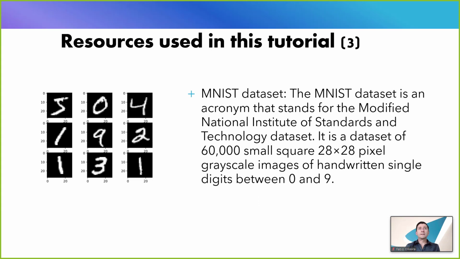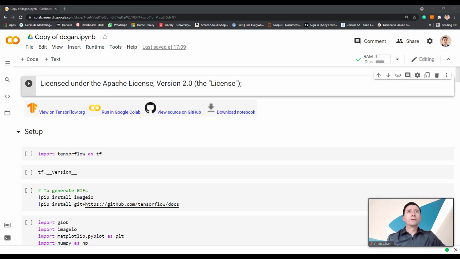We use the MNIST dataset, which is an acronym that stands for the Modified National Institute of Standards and Technology dataset. It's a dataset of 60,000 small square 28 by 28 pixel grayscale images of handwritten single digits between 0 and 9. I will run this tutorial using Google Colab.